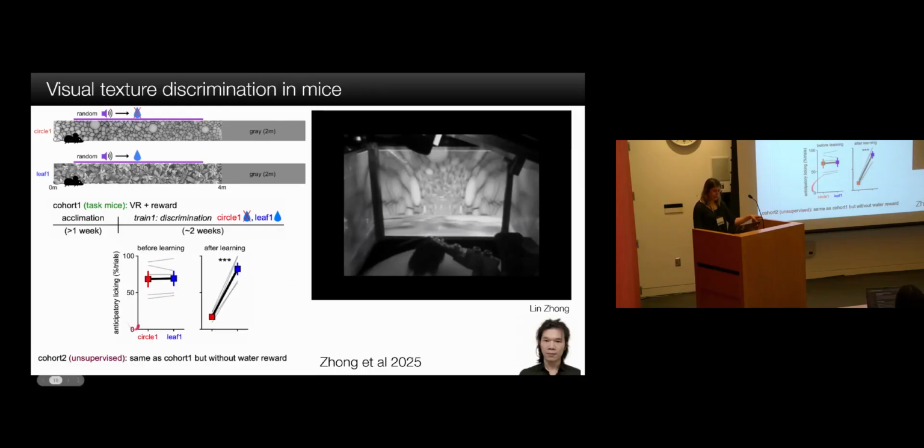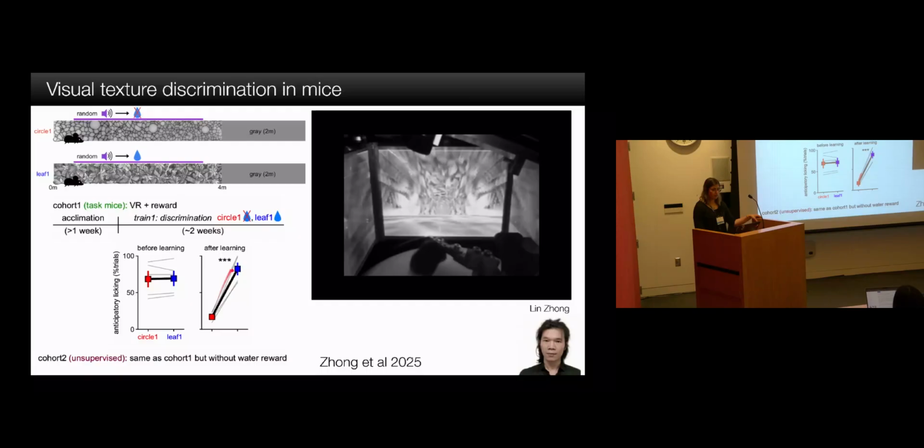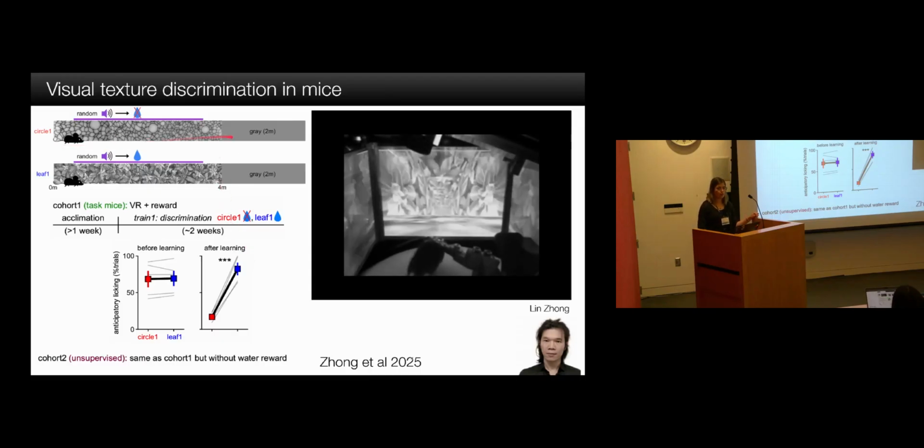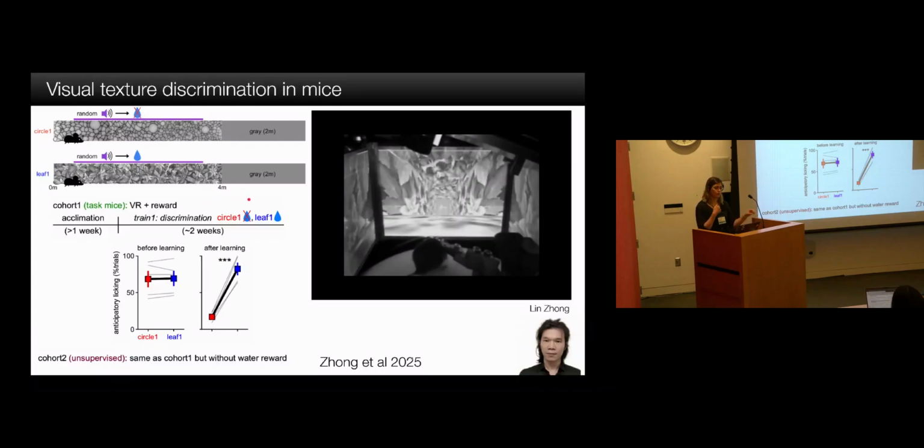And so Lin trains these mice for 2 weeks. Before learning, they lick pretty similarly before the rewards or before the sound cue in both corridors. And then after learning, the mice lick substantially more in the leaf corridor compared to the circle corridor, so they can clearly learn this texture discrimination task. We also made this task even harder for them by matching the Fourier spectrum of these images. So they have to use higher level features in order to do the task.